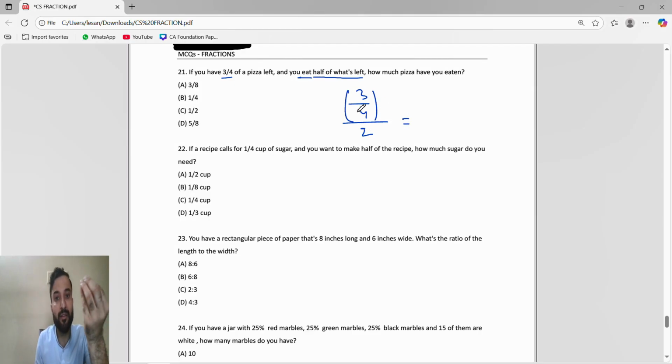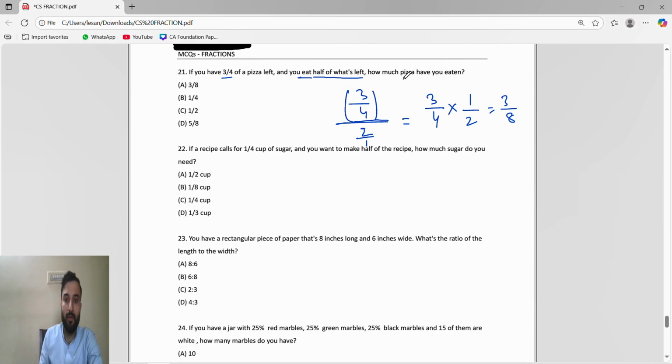If the numerator is a fraction, I will write the numerator as it is. Then what will we do? The denominator will become reciprocal. How will it become reciprocal? This divide sign will change into multiply, and this 2, which means 2 by 1, will become 1 by 2. So the answer is 3 by 8. How much pizza have you eaten? 3 by 8 pizza you have eaten.